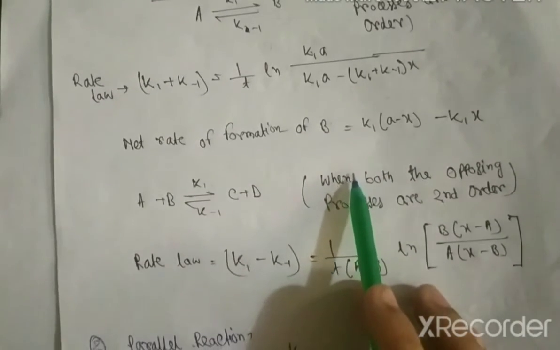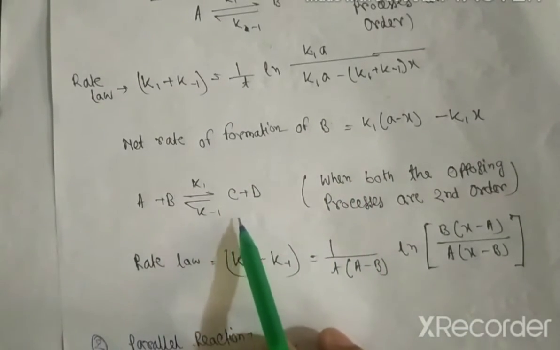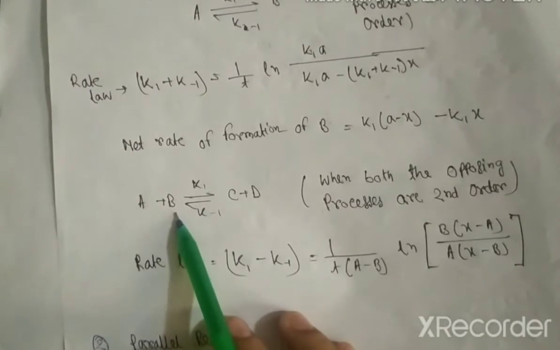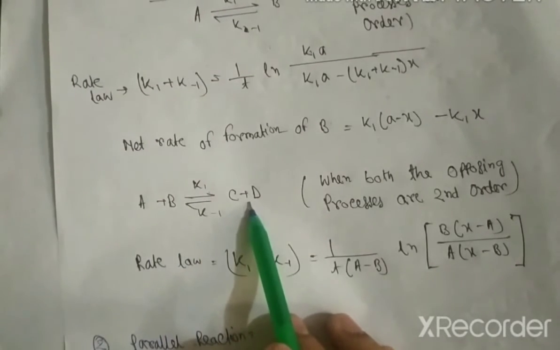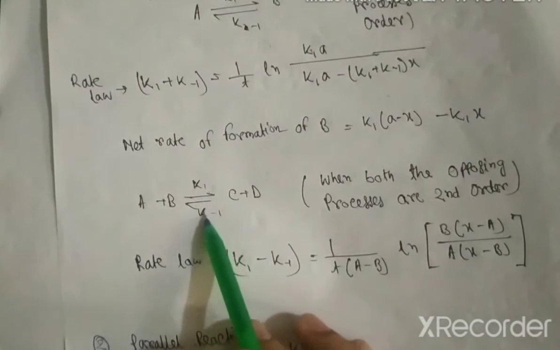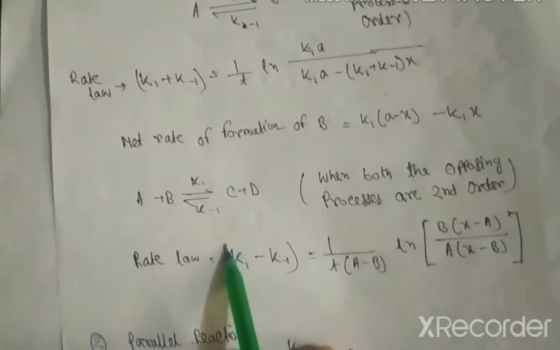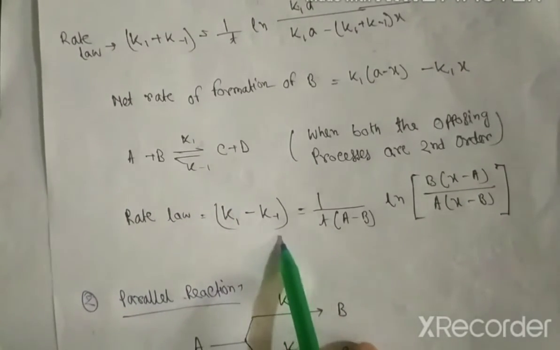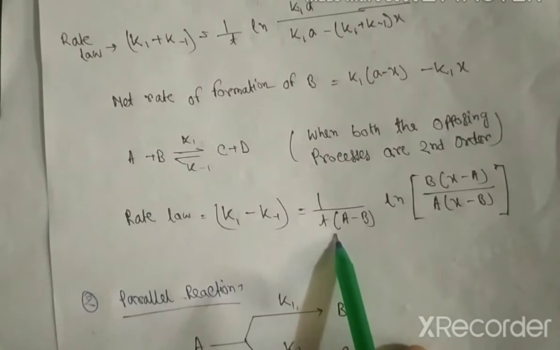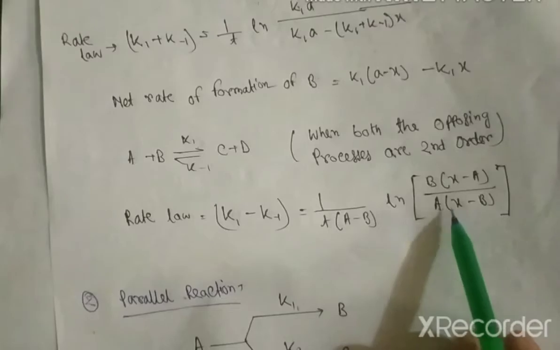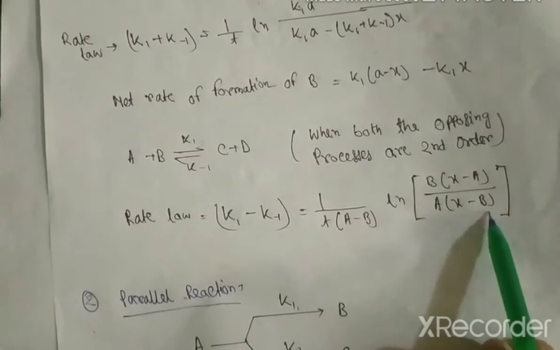Now if the forward and backward processes are of second order, that is A plus B to C plus D, and the rate constant of the forward reaction is K1 and the rate constant of the backward reaction is K inverse 1, then the rate law becomes K1 minus K inverse 1 is equal to 1 by t into (a minus b) ln of b into (x minus a) by a into (x minus b).